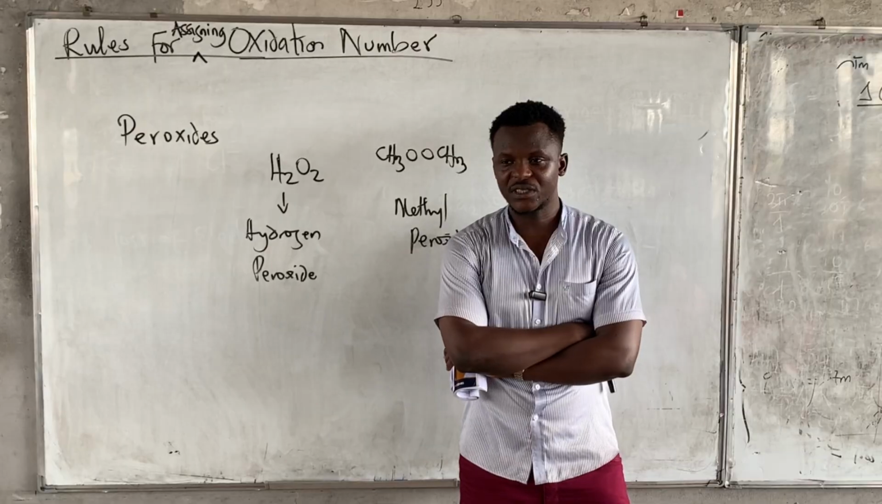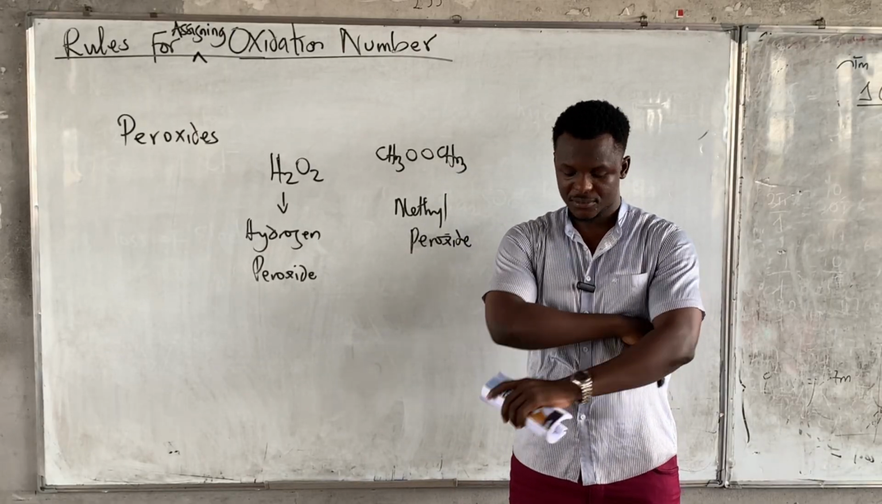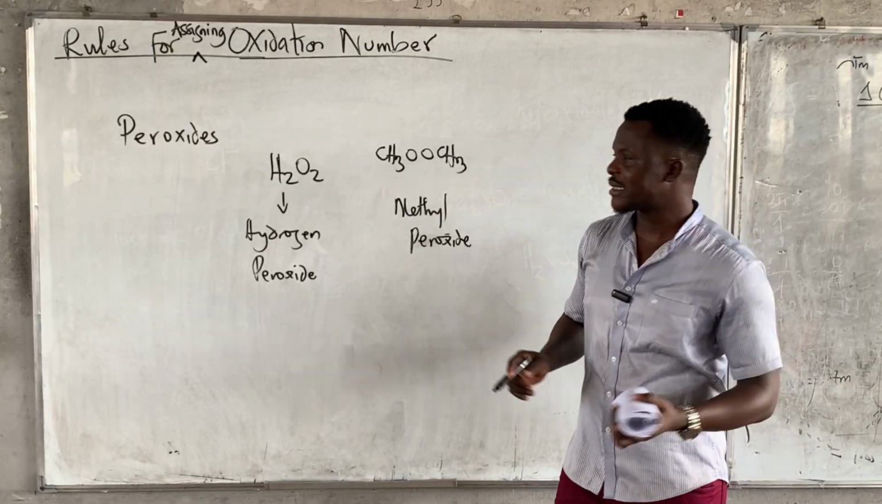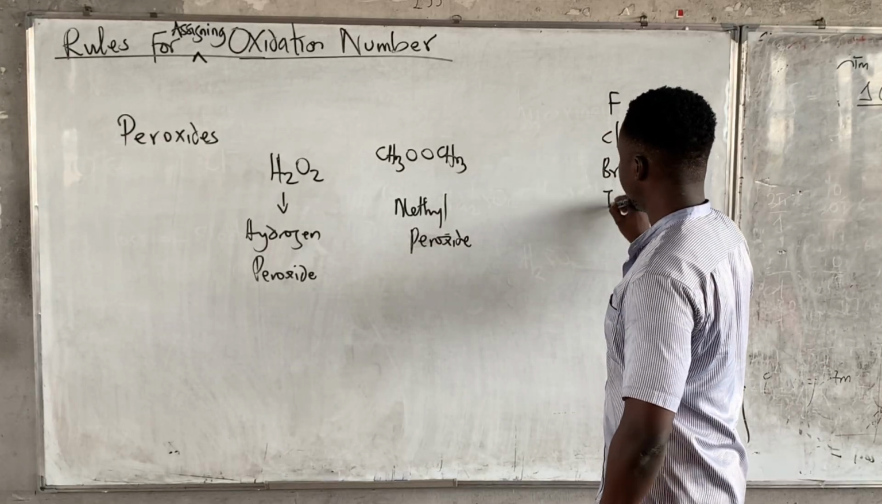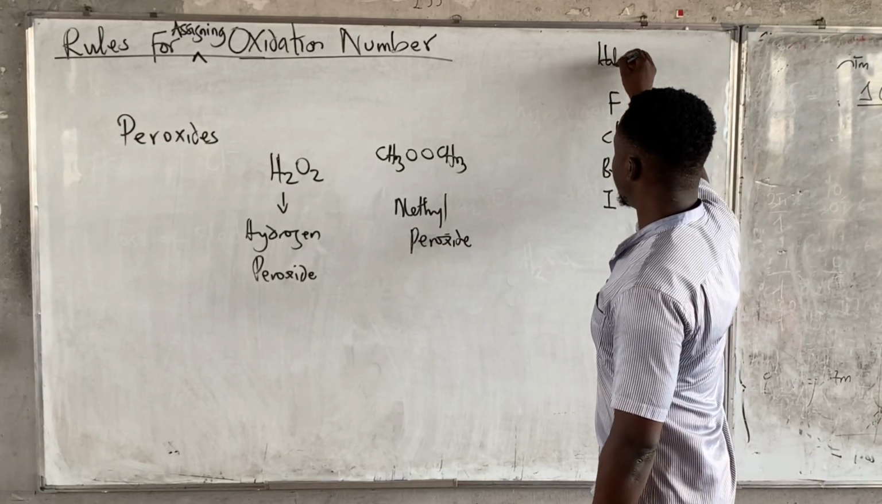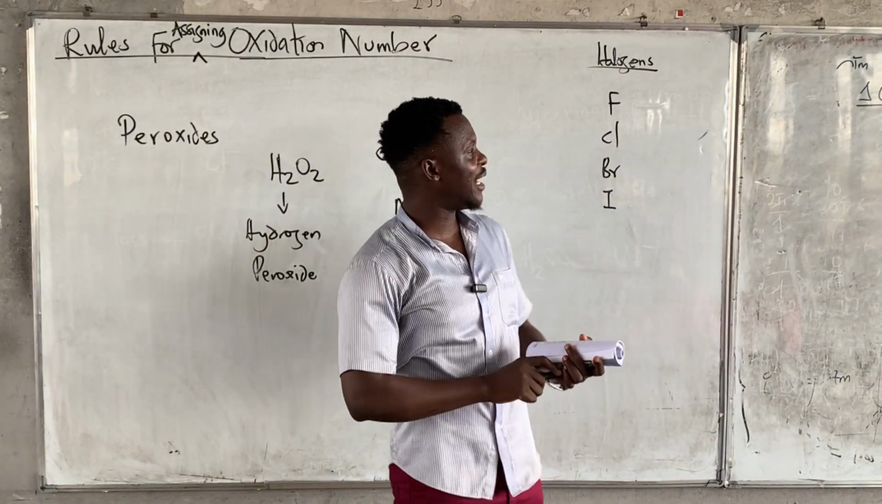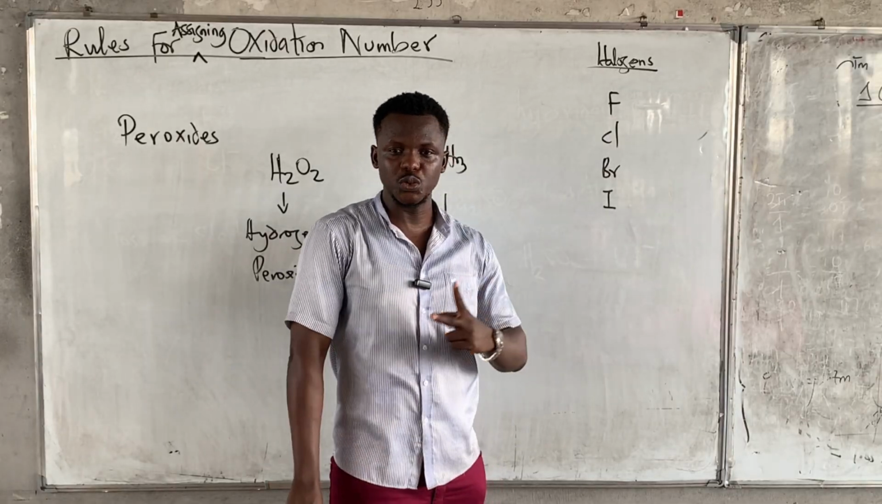Oxidation number of group 7 elements in a binary compound is always -1. Now, what do I mean by binary compound? And what are group 7 elements here? Fluorine, chlorine, bromine. Group 7 elements are the halogens. So anytime you see these, binary simply means 2.